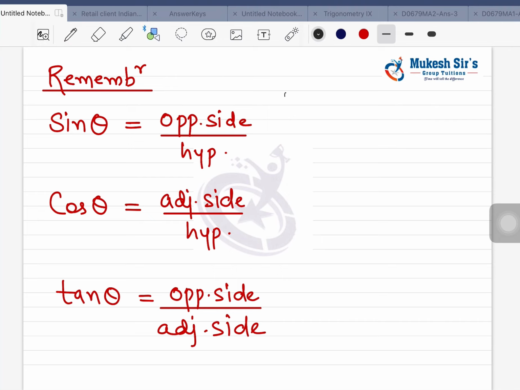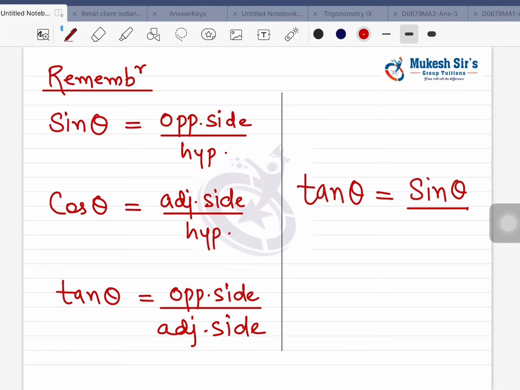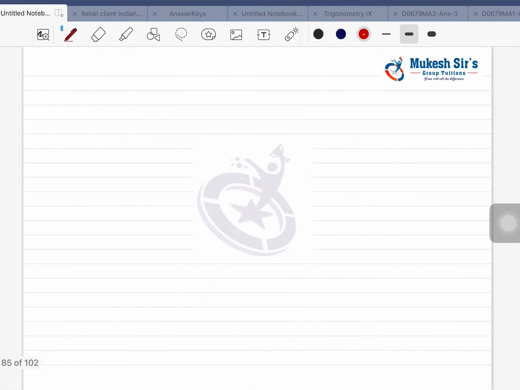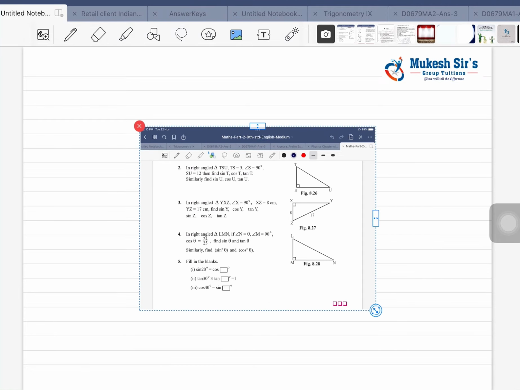And along with that, remember, tan theta is always equal to sin theta upon cos theta. That's again very important. Tan theta is always equal to sin theta upon cos theta. Is that clear? Let's solve a question on this now. So let's take one example. Suppose you have a question.